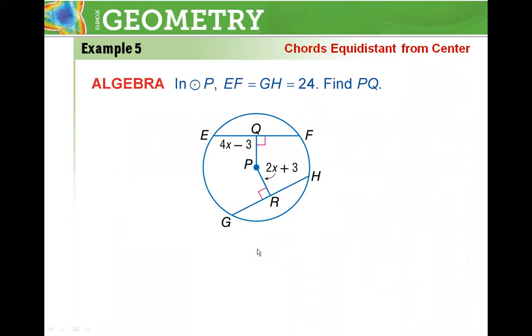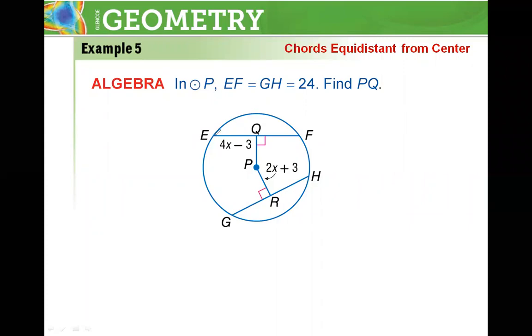In circle P, EF equals GH equals 24. Find PQ. First of all, he said EF is equal to GH, and they equal 24. And the radius, pay attention.